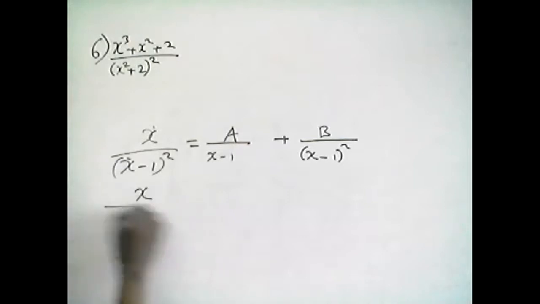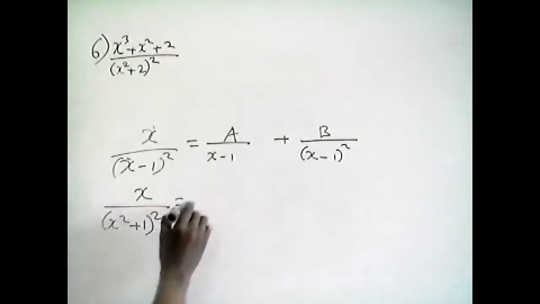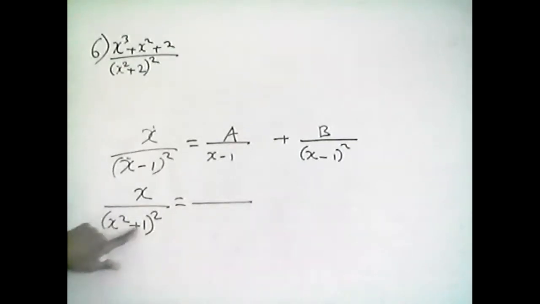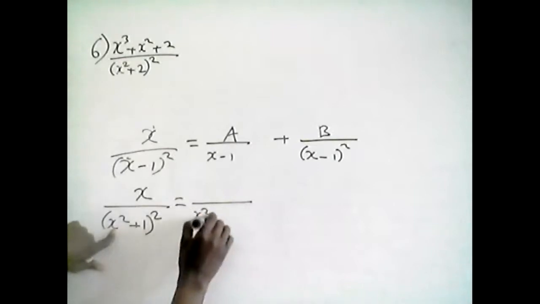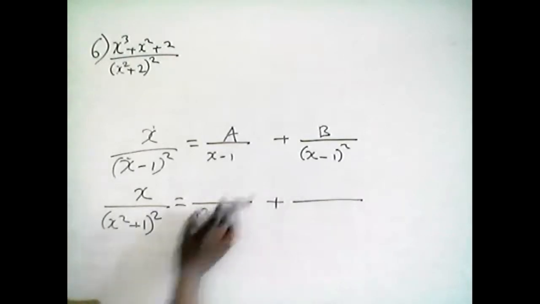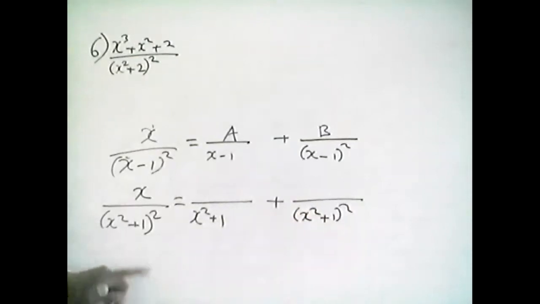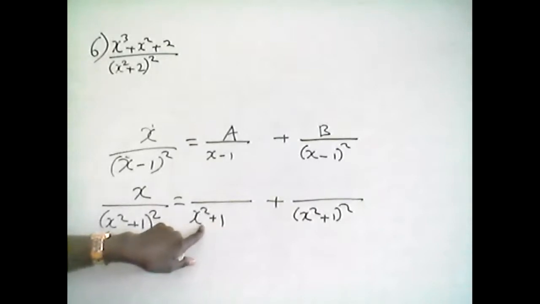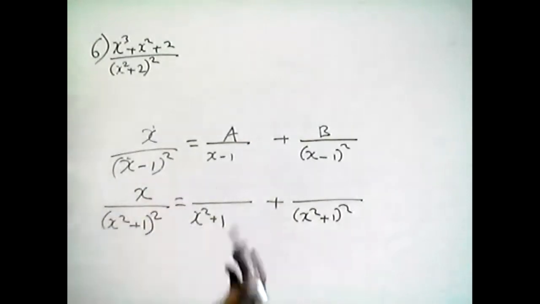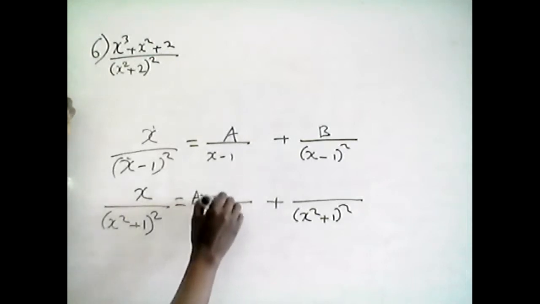Next, we have x over x squared plus 1, and then we square. So this is equal to, I'll ignore what is on top there, and I'll write what is inside here: x squared plus 1, plus, ignoring the top, I'll write x squared plus 1 squared. So you ask yourself, is this linear, quadratic, or repeated? This is quadratic, so on top I'm supposed to find two values, A and B. So this will be Ax plus B, like that.